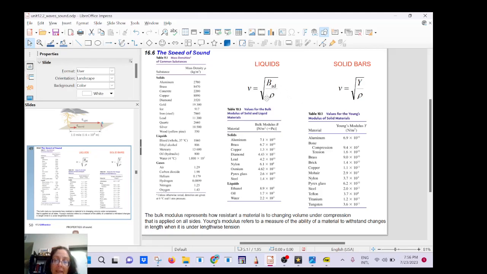So it depends on the inertia. So larger inertia, smaller speed. Makes sense. It's harder to move the molecules, right? To move the sound along.